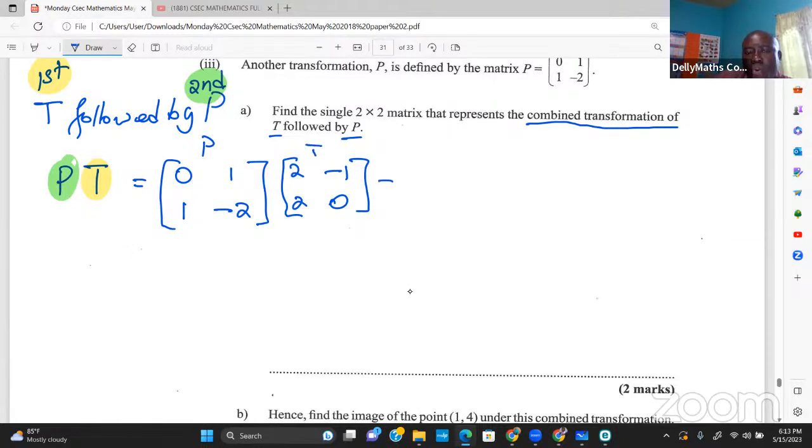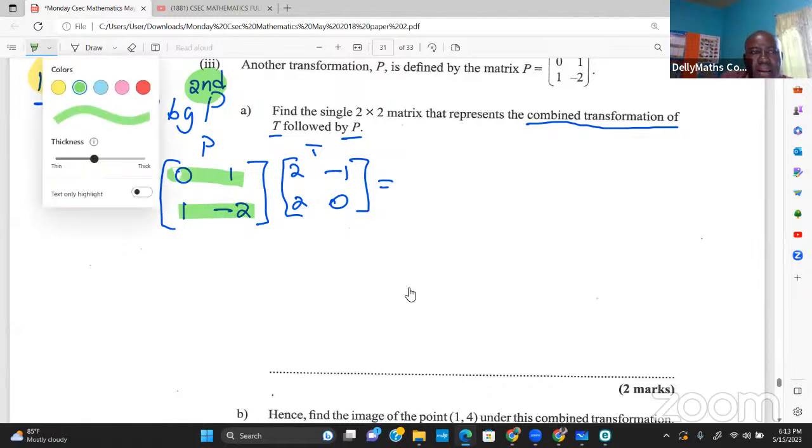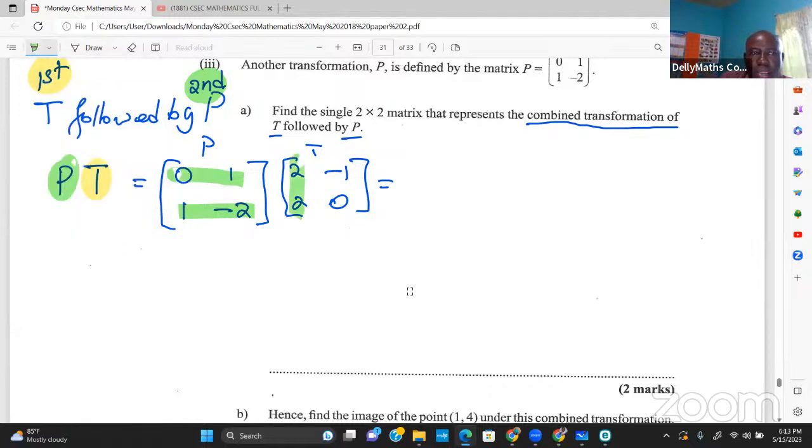Remember now, it's row by column, right? Row by column. So I'm just going to highlight my rows, row 1, row 2, and then I'll highlight the columns in yellow. Column 1, oh, it's still green. All right, let me just put it. Column 1, column 2. All right, let's focus. So row 1, row 2, column 1, column 2.